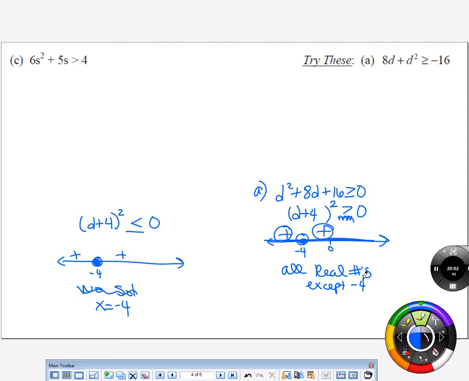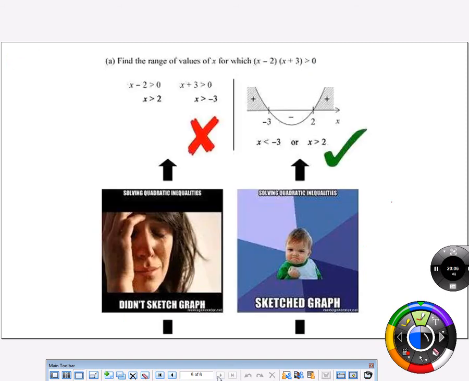Do you guys understand how important the analysis is? So when I end this lesson, I always put up this slide. Okay? This is how you're going to feel if you don't sketch the graph or look at the number line. And this is how you're going to feel if you do. Okay? Sketch the graph.